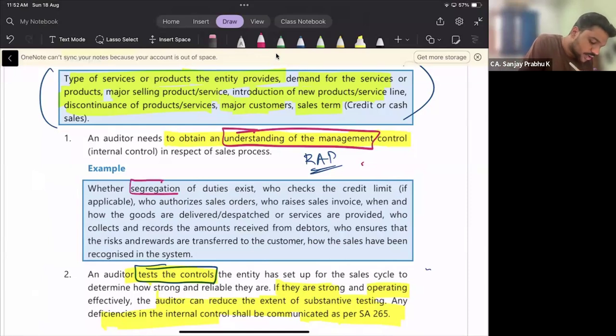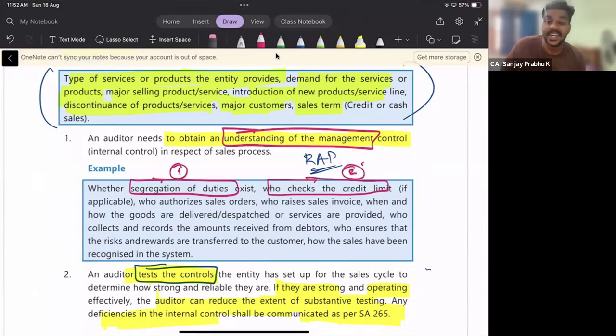First one, segregation of duty. Then whether there is a procedure to check the credit limit. Who checks the credit limit?